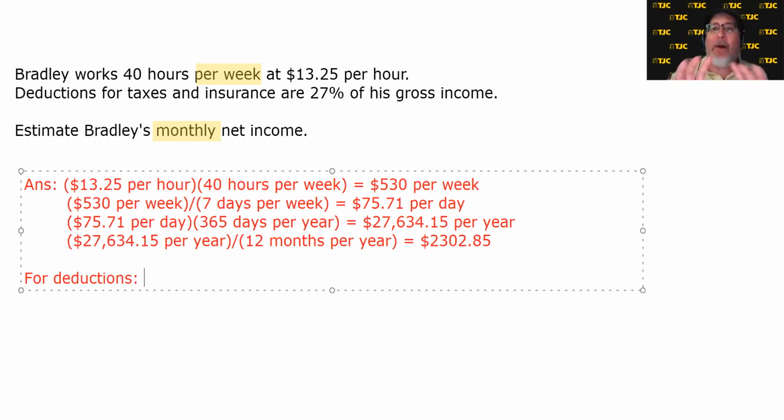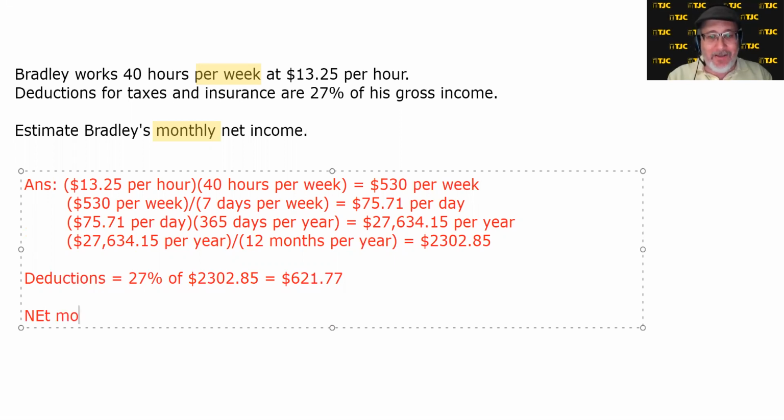So for deductions, first we need to calculate how much is deducted. It's 27% of his gross income. Let's just put it this way. The deductions equals 27% of the gross income, which was $2,302.85. Of means multiply. We turn the 27% to a decimal. 0.27 times 2302.85 to the nearest cent is $621.77.